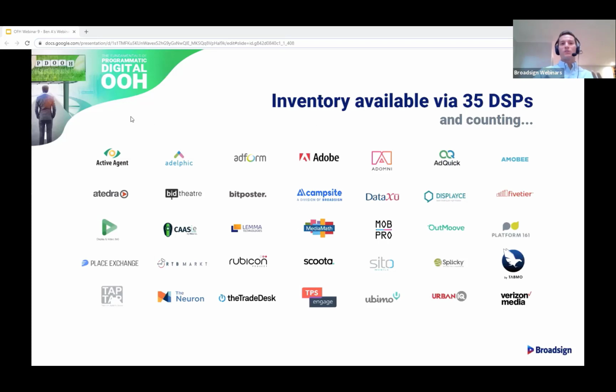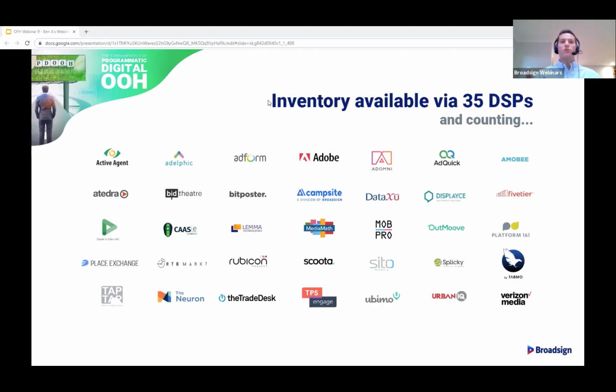Now, one of the other things you'll need to do as an advertiser or agency looking to get started is to partner up with the demand side platform. These days, there's quite a few demand side platforms which support digital out of home, but if you're not sure where to start, Broadsign is currently integrated with 35 of them, all of which you can see on your screen right here, and we're always adding new demand partners to this list.